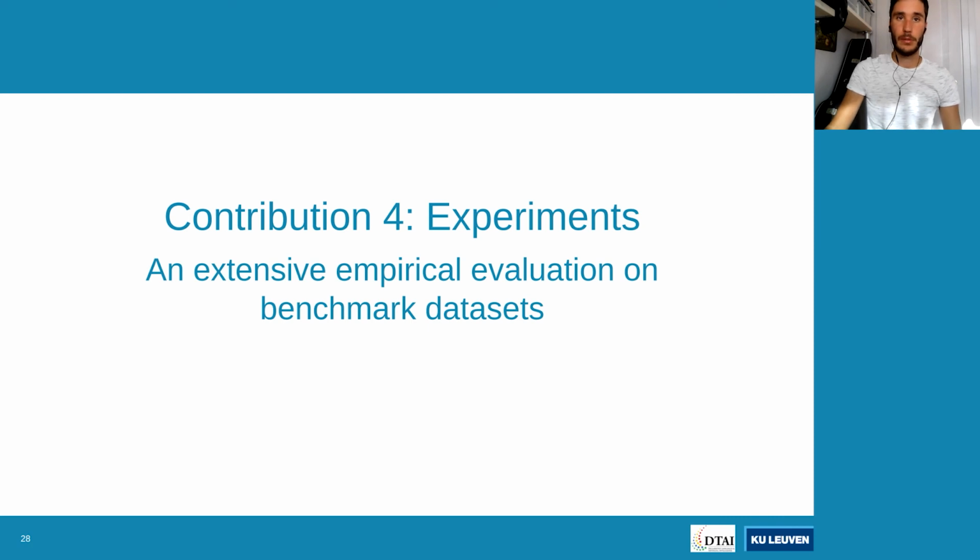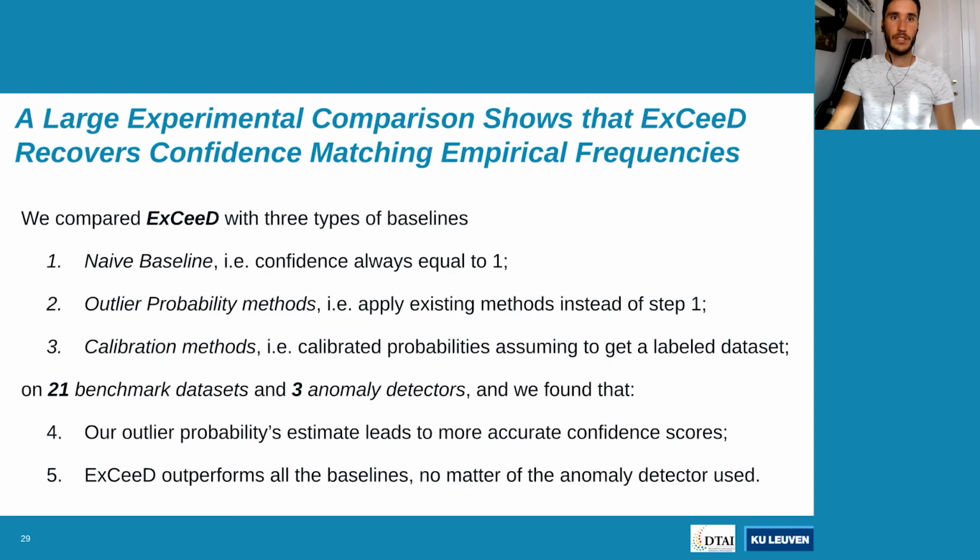Our last contribution regards the experimental setup. To empirically prove the effectiveness of EXCEED, a large experimental comparison has been performed. We consider the error between the confidence estimates and the empirical frequencies of the class prediction, and we compared our method with 3 baselines. The first baseline consists of assuming that the model always has confidence equal to 1 in its prediction. The second one consists of using the existing density estimation methods instead of our step 1. And finally, the third group contains the calibration methods, where we actually have to assume that the training set is labeled. By involving 3 anomaly detectors and 21 benchmark datasets, we prove that our method EXCEED is able to recover the empirical frequencies of the class prediction better than the other baselines.